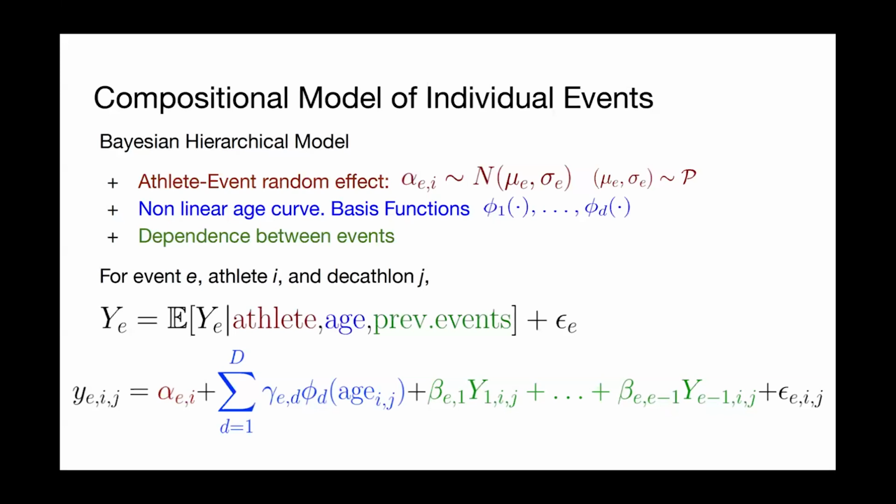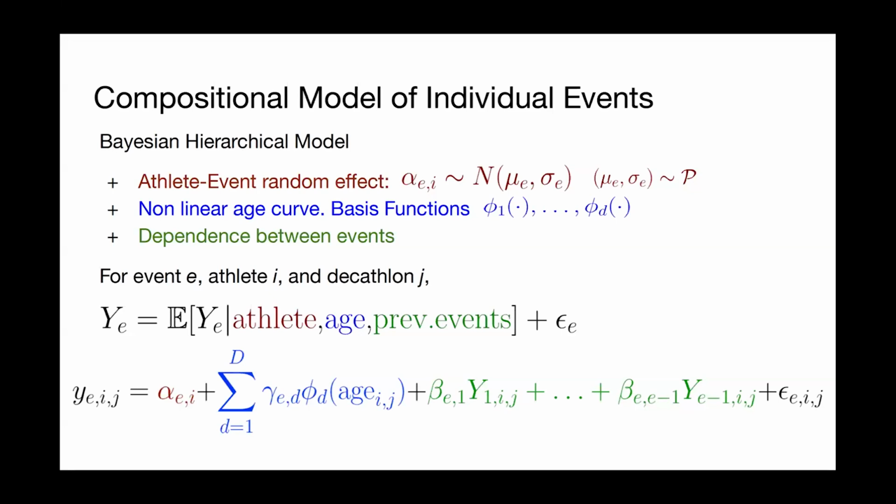Since this is a Bayesian model, we get MCMC samples of all of our parameter estimates. And with these samples from the posterior, we can simulate full decathlons. First, let's begin with the first event, the 100-meter. We start with the posterior samples of our alphas and gammas, and there's no betas since the 100-meter is the first event. We take one draw of alpha and gamma, calculate the mean predicted 100-meter, and then add random noise to get a simulated 100-meter for an athlete at a given age.